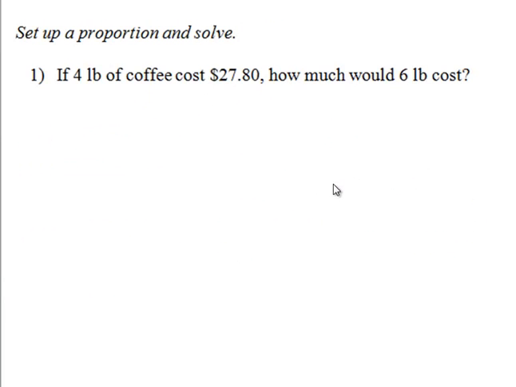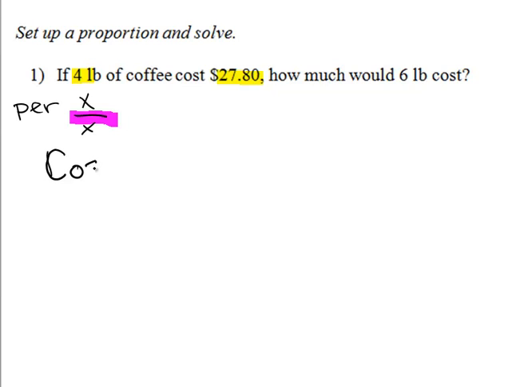So here's a proportion that we're going to set up. They are telling us that 4 pounds of coffee costs $27.80. That's my initial relationship, 4 pounds, $27.80. And usually we talk about coffee in how much per pound. And when you see the word per, remember that's something per something. That dividing line between the fractions is the same as per.